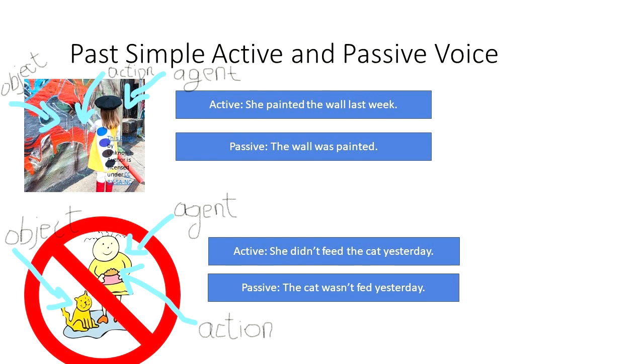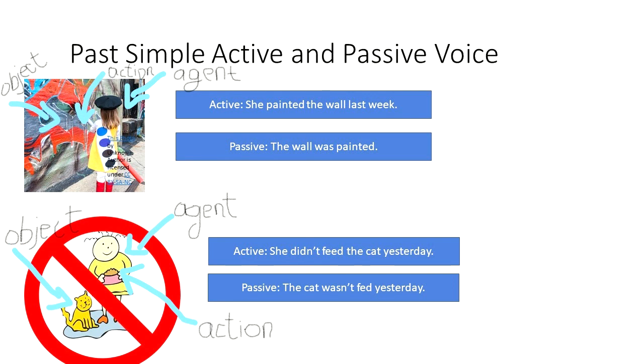When we look at the first picture here, what do we see? We see that a young girl, she painted the wall yesterday. So our main interest is put on the agent or the subject of this sentence, in this case she, then the action, painted, and finally the object, the wall. That would be the past simple active form. She painted the wall last week.